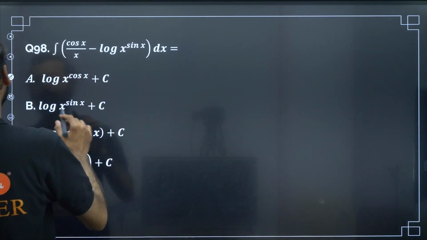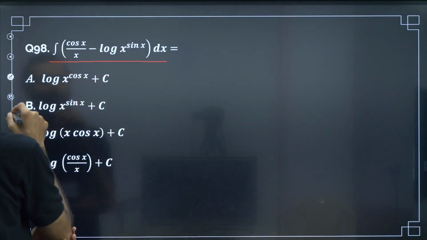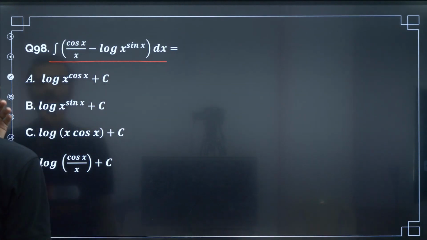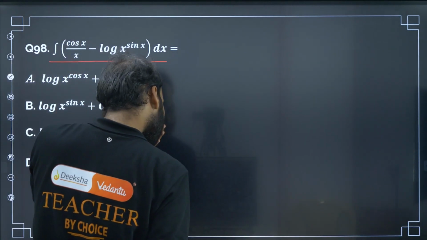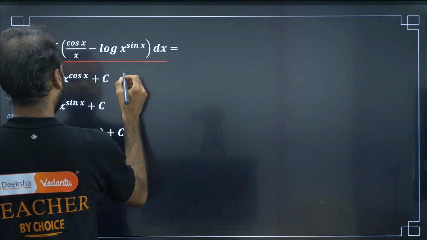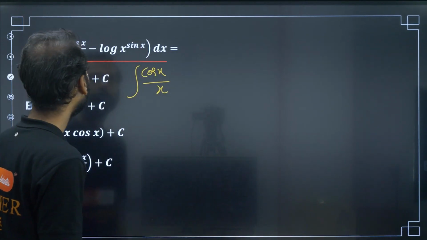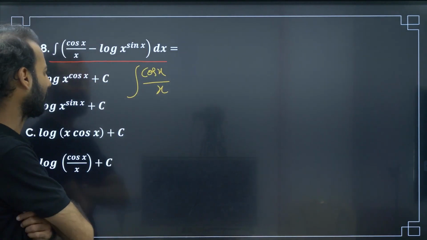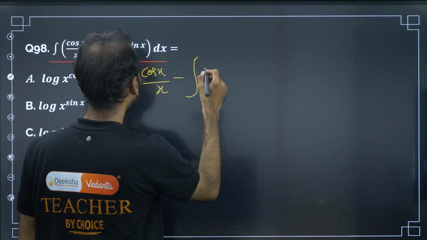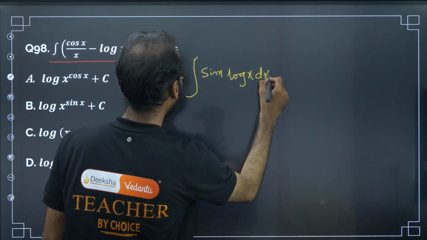Integration of cos x by x minus log x sin x dx. Easy question, all these things you have to find. Now how to find? See here, this is integration of 2 terms. So what I'll do? I'll write this as integration of cos x by x dx minus integration of sin x log x dx. Is it okay?